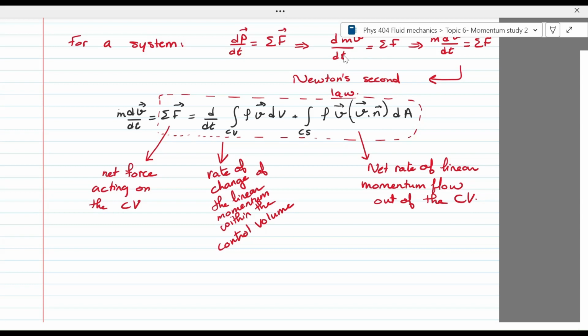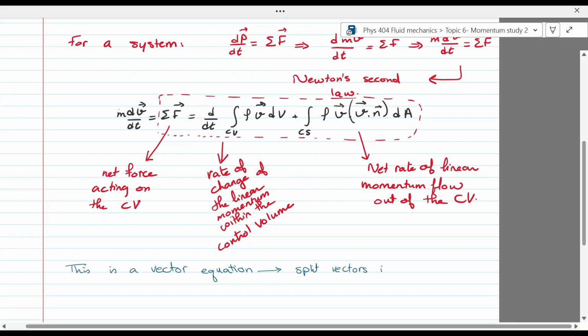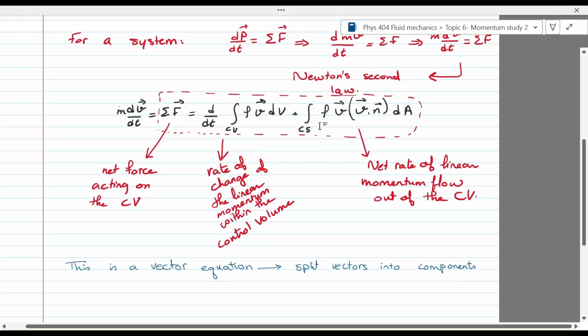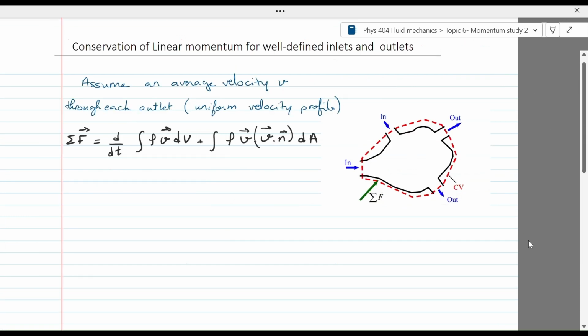This equation is actually a vector equation, unlike the other conservation laws that we have studied. And usually when we study vector equations in mechanics, what we basically do is split vectors into components across different directions. Now let's simplify our equation for well-defined inlets and outlets. So if I have well-defined inlets and outlets, I can now change this integral into a sum. Now let's look at the quantities we have.